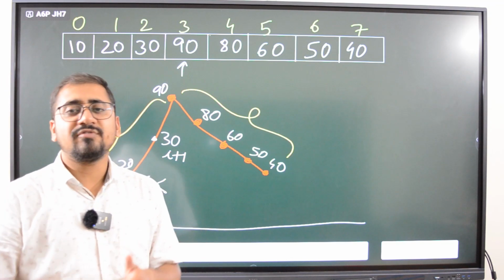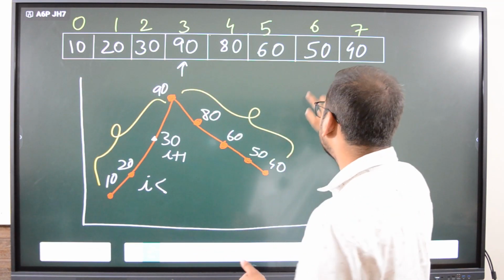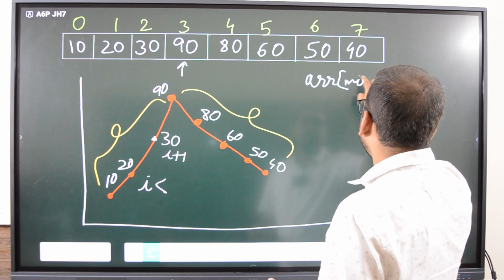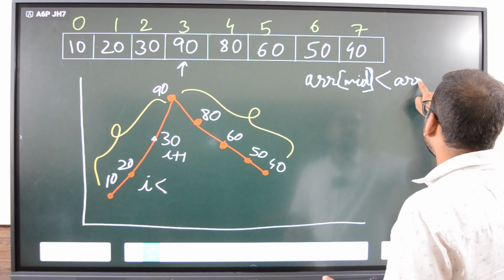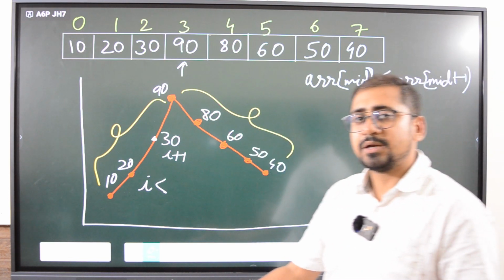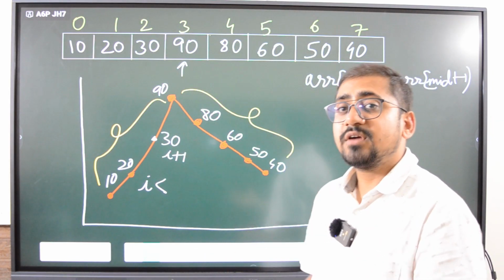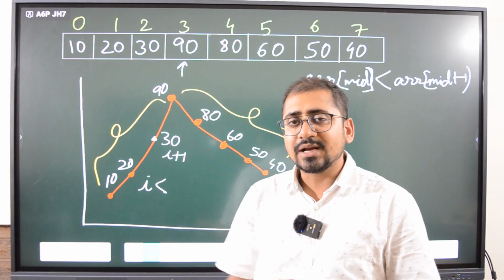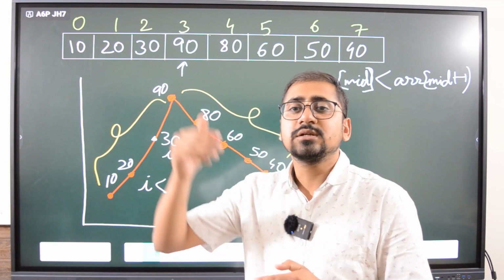Every time we find the mid value, we have to check. The first condition that we are going to have here is: if arr of mid is less than arr of mid plus 1, meaning the next element. If it is smaller than the next element, then it is clear that we are on the left slope. And if we are on the left slope, then what we have to do is go to the right side. And whenever we had to go to the right side while applying binary search, we changed the start to mid plus 1.